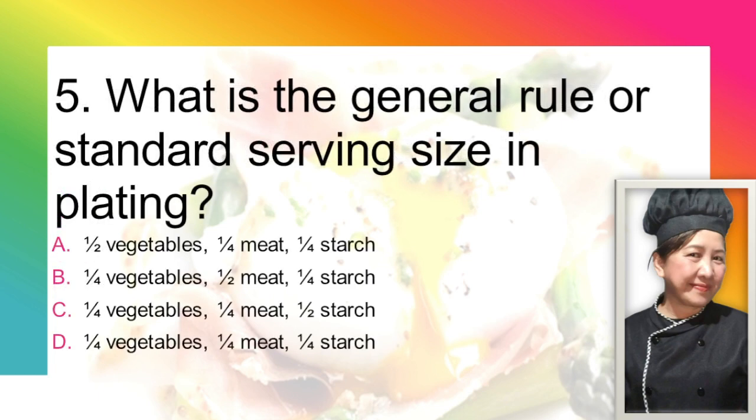Number 5. What is the general rule or standard serving size in plating? Letter A. 1/2 vegetables, 1/4 meat, 1/4 starch. Letter B. 1/4 vegetables, 1/2 meat, 1/4 starch. Letter C. 1/4 vegetables, 1/4 meat, 1/2 starch. Letter D. 1/4 vegetables, 1/4 meat, 1/4 starch.